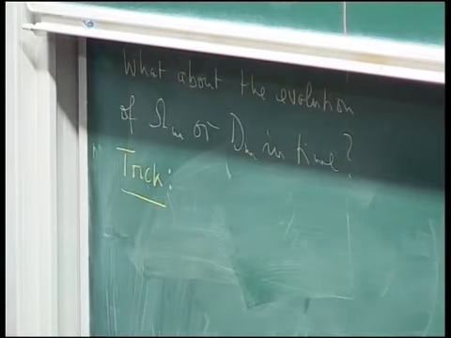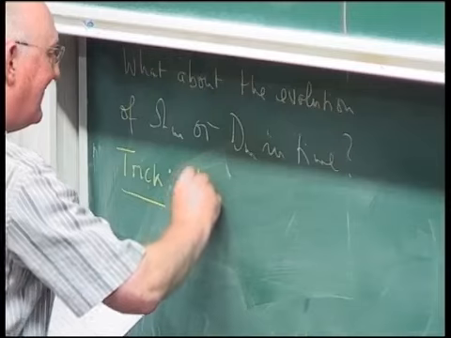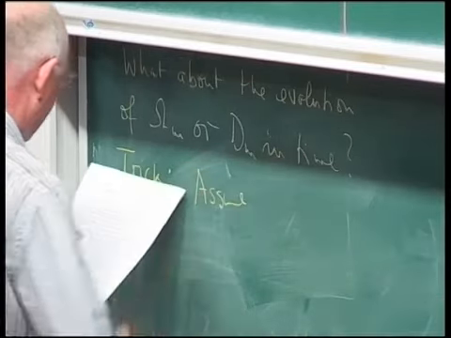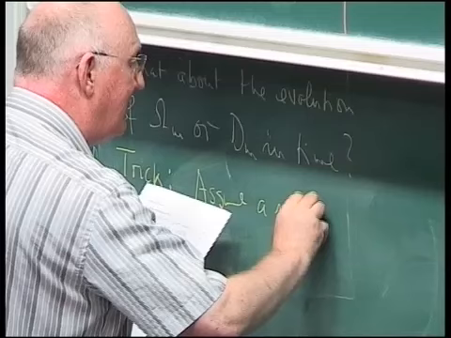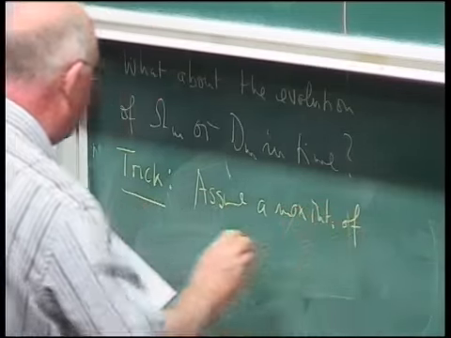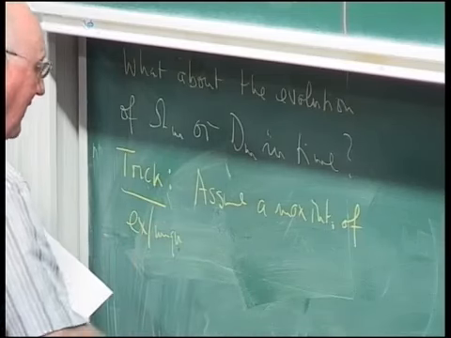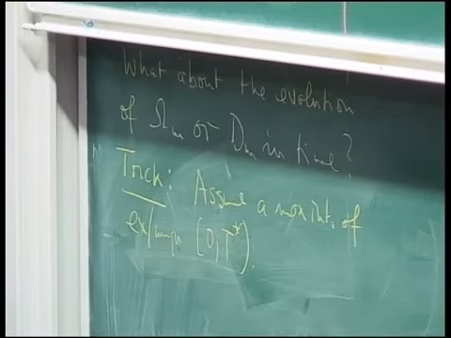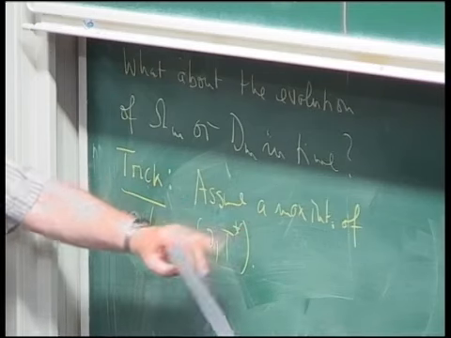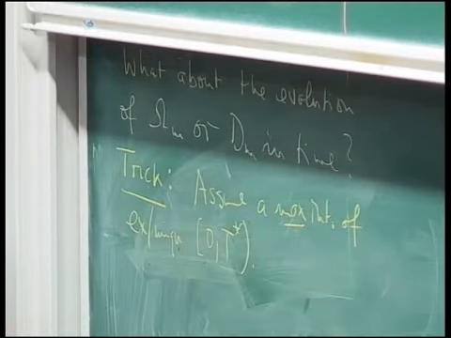This is the way analysts get out of things. What you do is you assume a maximal interval of existence and uniqueness, and you call that 0 to T star, say. Okay, and it's going to be a contradiction argument. And the contradiction argument goes like this. You assume there's a maximal interval of existence and uniqueness.